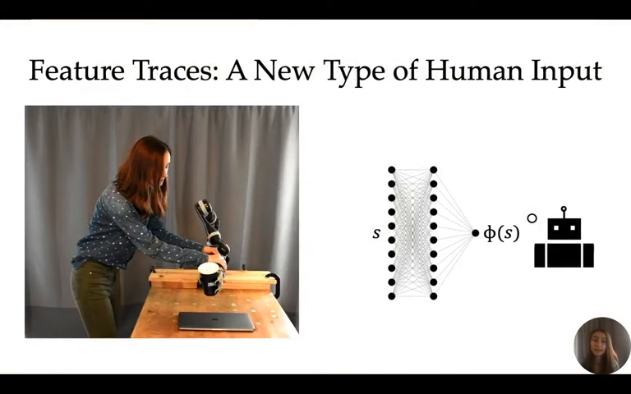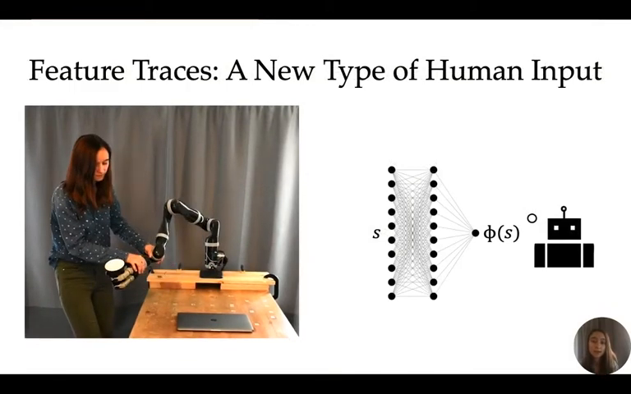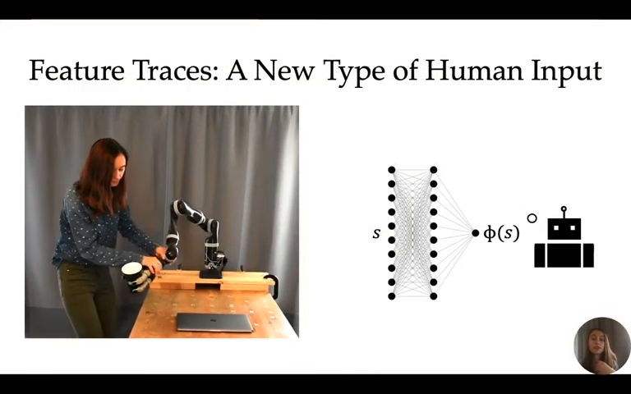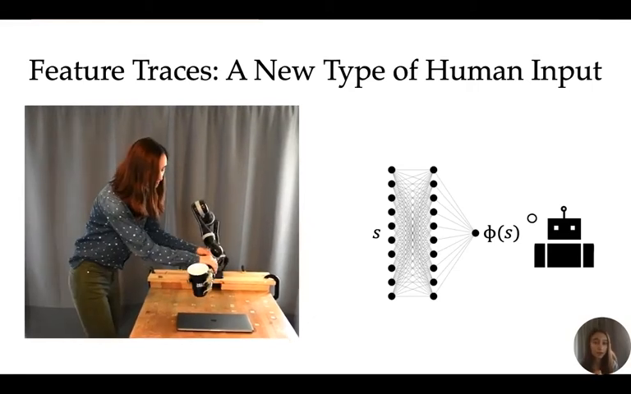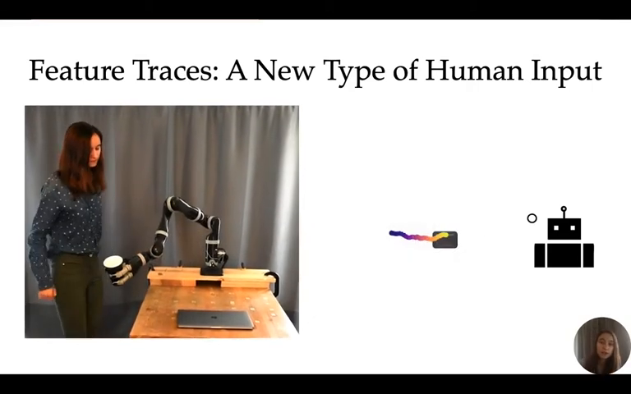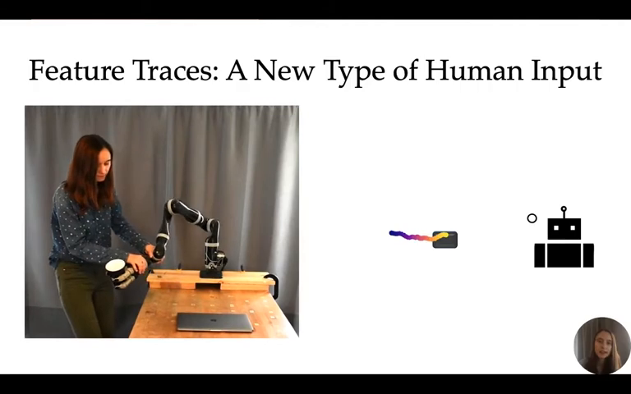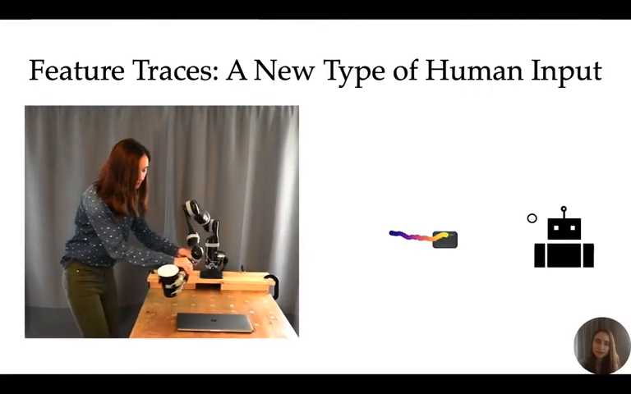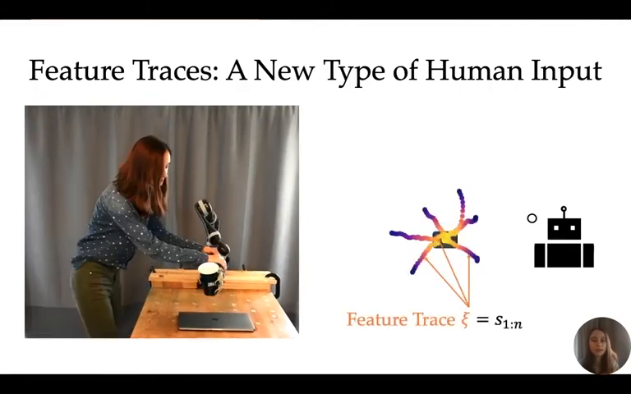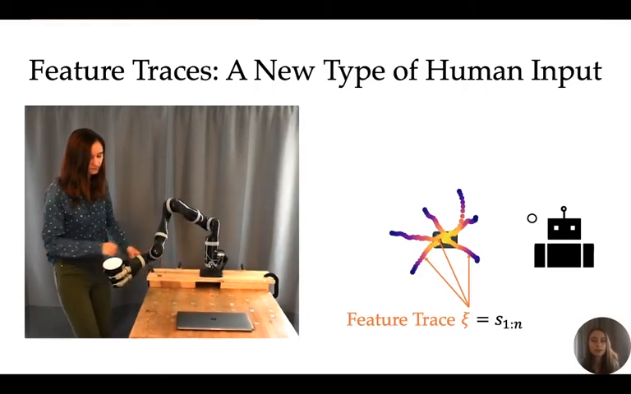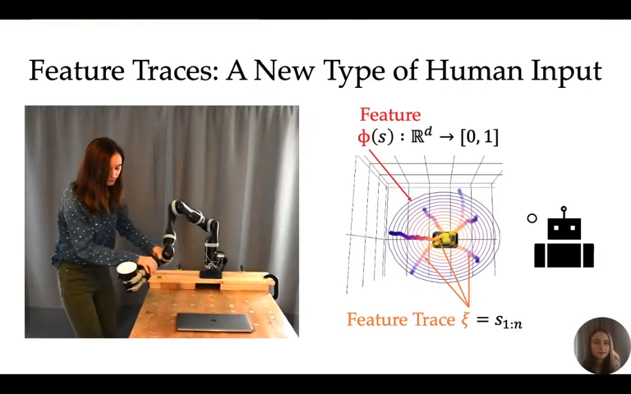So in practice, to teach the robot at that distance from the laptop, I start somewhere where the feature is highly expressed, above the laptop, and move the robot monotonically towards a place where the feature is not highly expressed, away from the laptop. After the robot collects a few of these traces, it can learn a feature function defined by them.